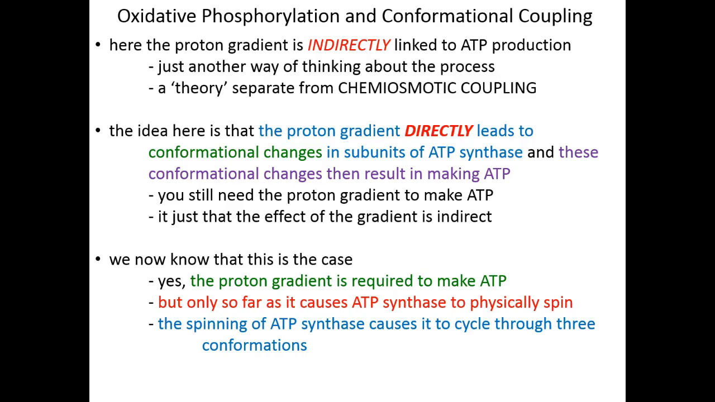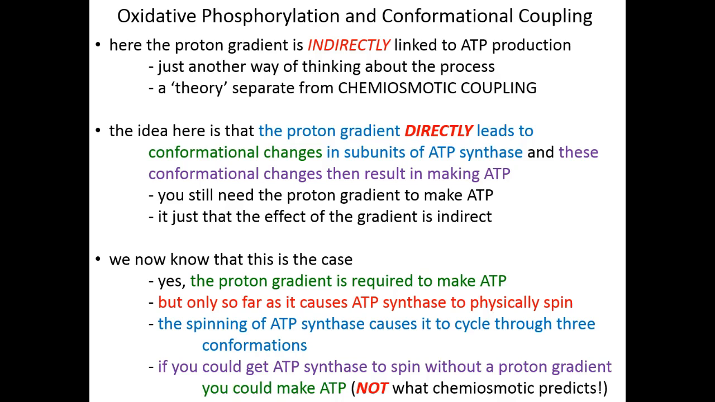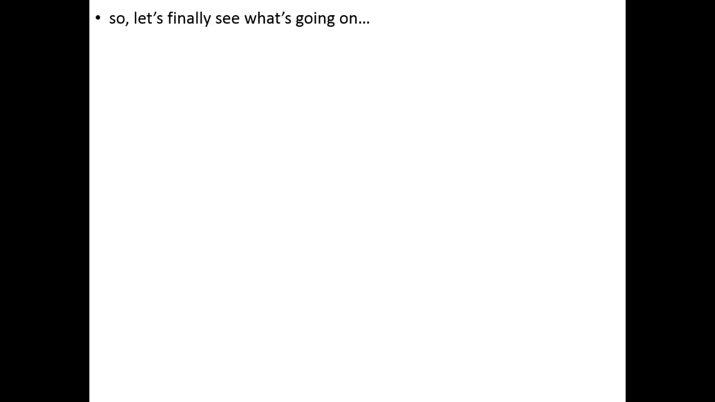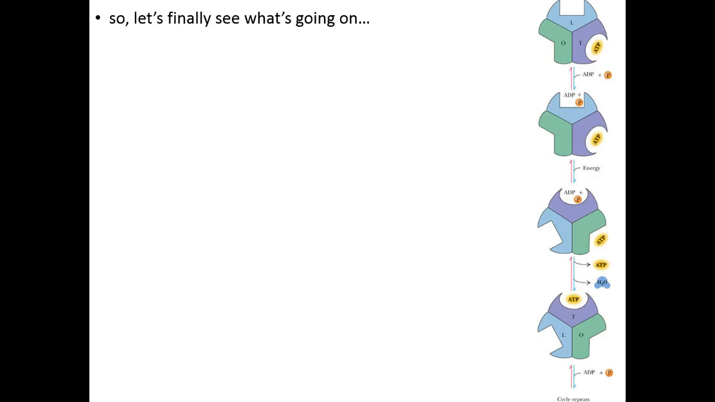If you could experimentally get the F0 region to spin without protons, you would make ATP all the same. You can make ATP in this way without protons. And that's what makes conformational coupling distinct from chemoosmotic coupling. And that's what we say here. So what are these conformational changes? Let's finally tell the story of oxidative phosphorylation.